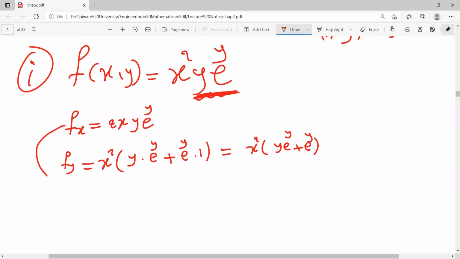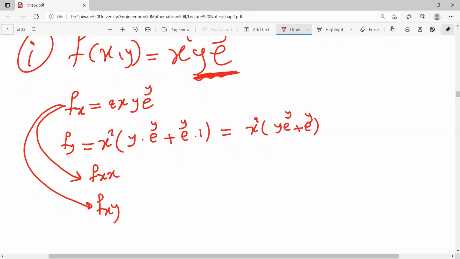From f sub x, what can we find? We can find f sub xx and also f sub xy. We can find these two from f sub x. We take another derivative with respect to x for f sub x, and we get f sub xx. So what's the result? It is 2y e to the power y. Is it? This is a constant. We just take the derivative of x, which is 1, and it is 2 times y e to the power y.